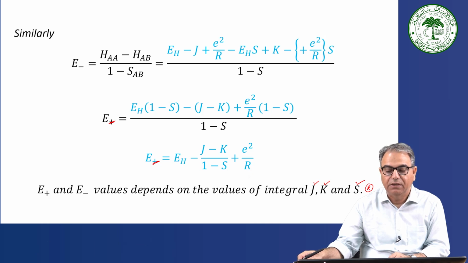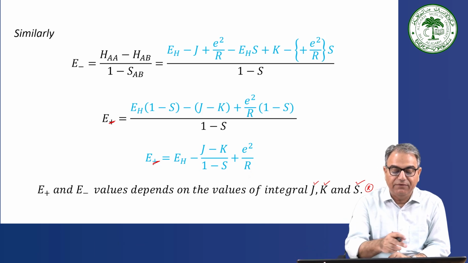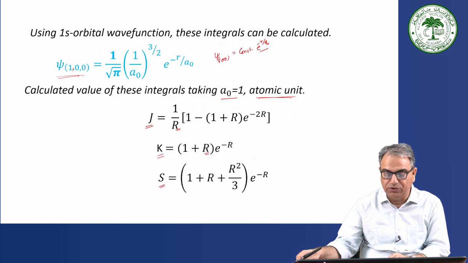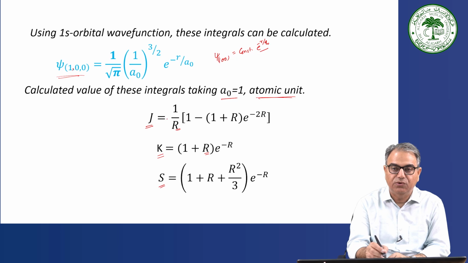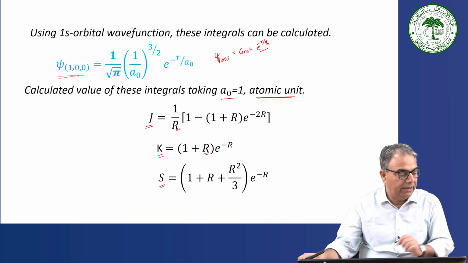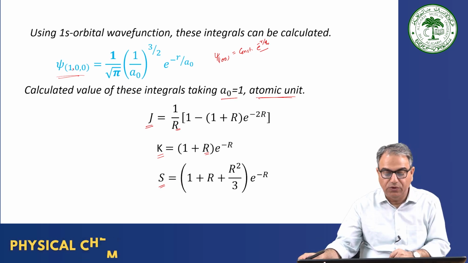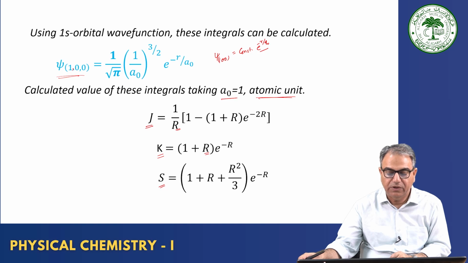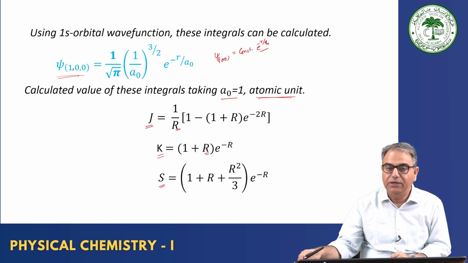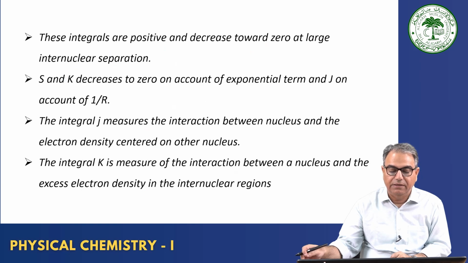internuclear separation. So what we can do is we can find out the energy of E plus and E minus with respect to different R values, because J is known in terms of internuclear separation, K is known in terms of internuclear separation, and S is also known in terms of internuclear separation. So J is known, K is known, S is known, and you can find out the energy for these integrals.